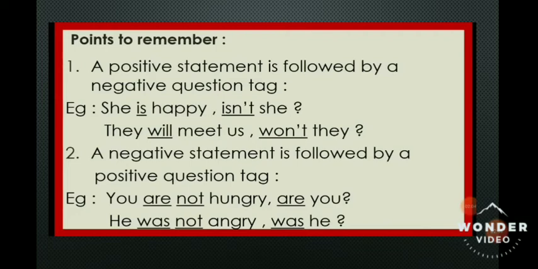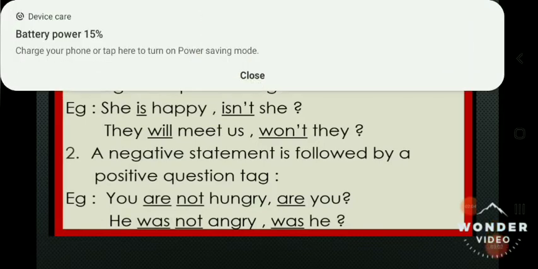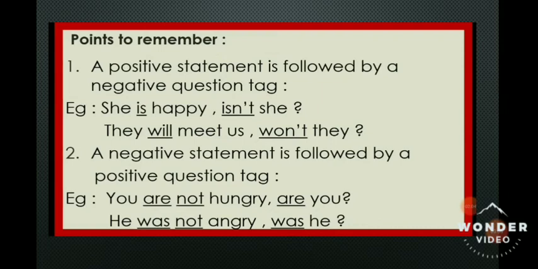Now there are certain rules that you have to keep in mind before adding a question tag. What are those rules? Let us understand that. So the 7 golden rules that I am going to teach you today are: number 1, a positive statement is followed by a negative question tag. So you should always keep in mind, dear students, first you have to see whether the statement is positive or negative. If the statement is positive, you will add a negative question tag. And if the statement is negative, you will add a positive question tag. So these are the first 2 important rules of question tags.